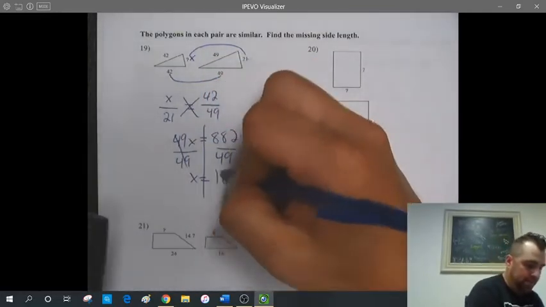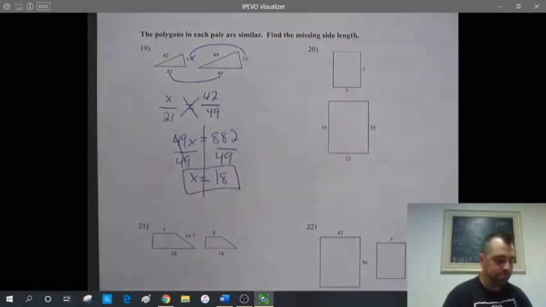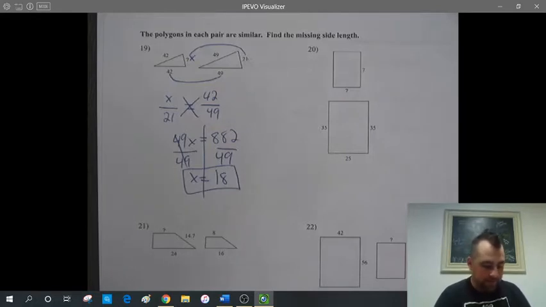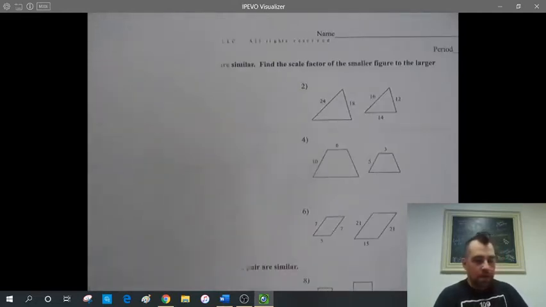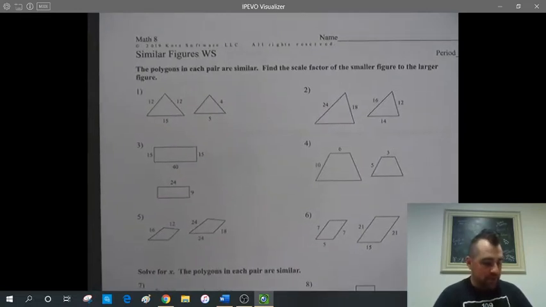And we get 18. Okay? So that would be that whole side there. Just making a proportion first, comparing two similar sides, and then solving for the variable. Okay, next up, similar figures worksheet.